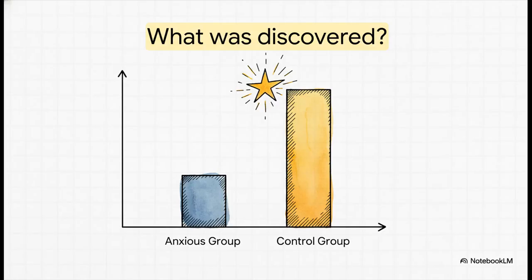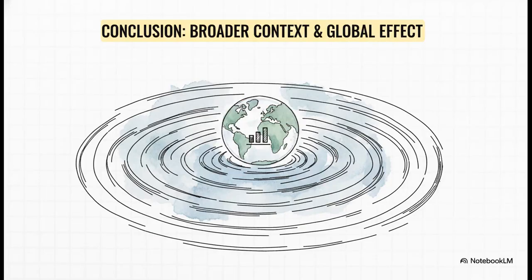And now for the most important part, the results. What did they find? The abstract states very clearly that the anxious group were less optimistic than the control group. This is the main discovery of the research. Finally, we have the conclusion. The text ends by saying that negative affect may have a global effect upon optimism. This is the part where the researchers explain the meaning of their results. It answers the question, so what? Why does this finding matter?